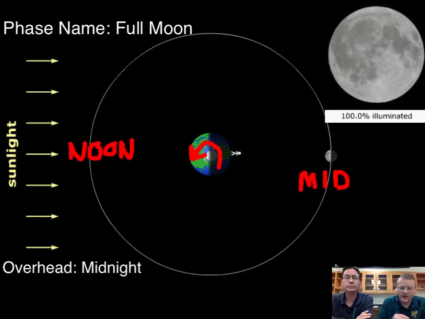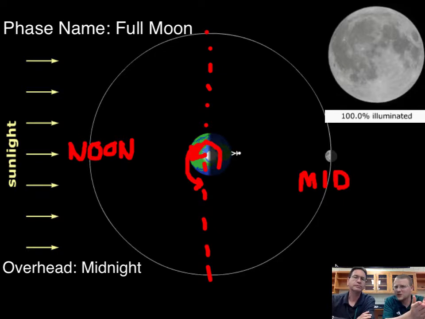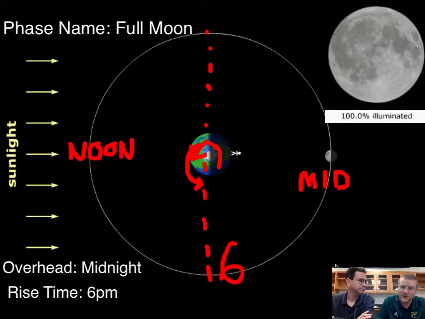Well, the way you can figure that out is to give yourself a dashed line through the planet here. Since we rotate around, we would actually start to see the moon when we hit this line. And what time would the full moon rise? Well, that's a good question. It's sometime between noon and midnight. So the halfway point between noon and midnight is 6 p.m. So it's going to rise at 6 p.m.